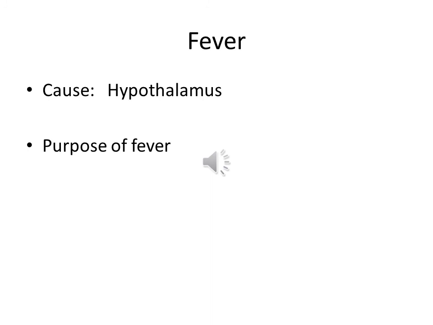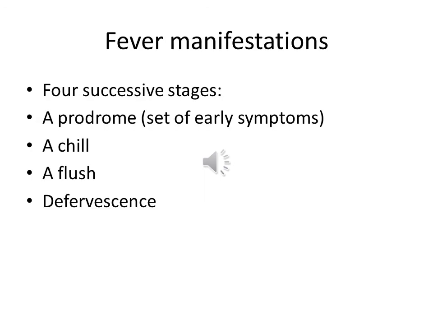When we have a fever, the liver and spleen will remove iron and zinc from the blood. This will slow down the growth of many bacteria. Fever also increases the body's metabolic rate, which aids tissue repair. The development of fever can be divided into 4 successive stages. Not everyone experiences all of these stages. Some people do not sweat, and others have no chill or shivering.